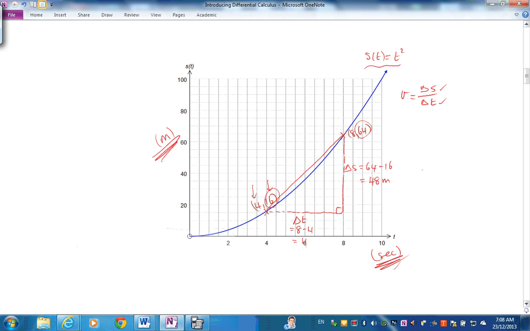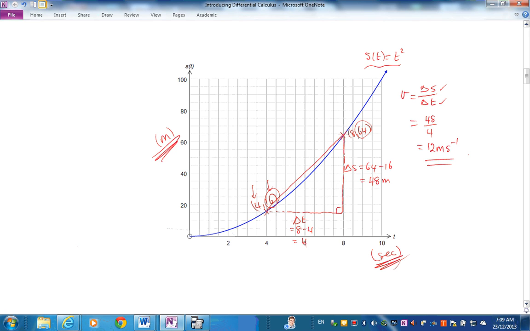So, okay, let's work out this velocity back up here. V equals delta S over delta t, which is 12 meters per second. There you are. We have done it. Easy, isn't it?